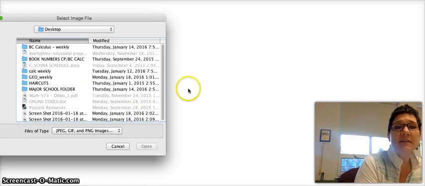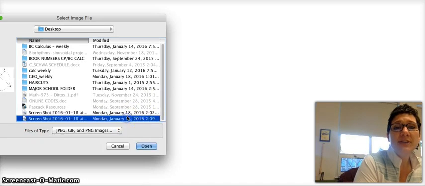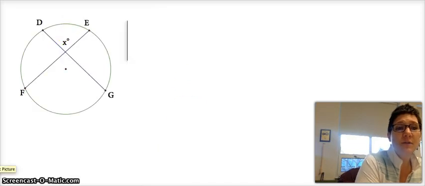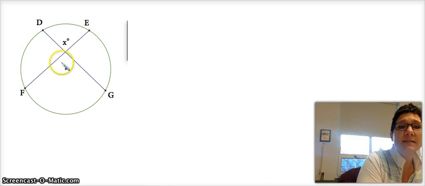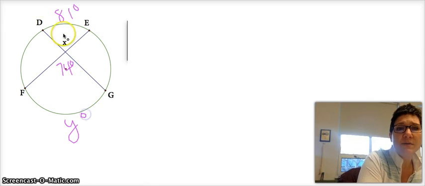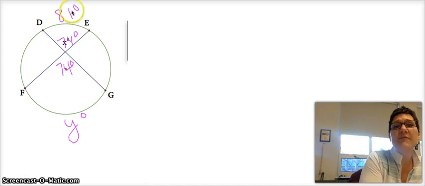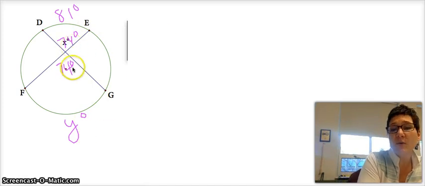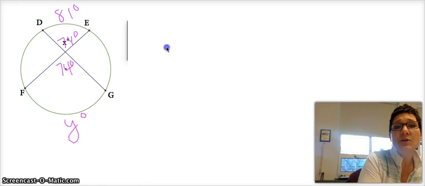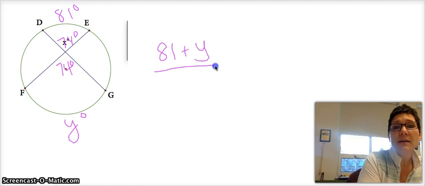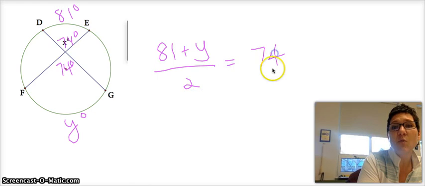Well, what if I give you x and ask you to find the measure of one of the arcs? Let's say, because these two angles are vertical, they're going to be equal. So if I make this one 74 degrees, and this is 81 degrees, and I want to find out what y is. I know that this is 74 degrees over here because they're vertical. If you apply the rule, add my two arcs and divide by 2, it's going to give me 74. So 81 plus y divided by 2 is equal to 74.